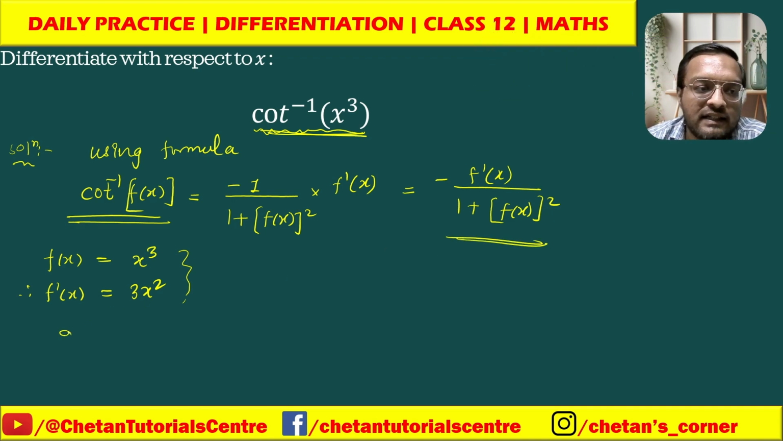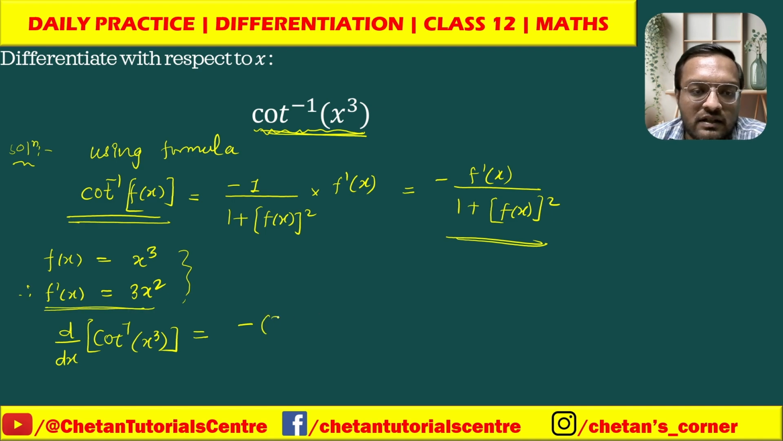So what I will get? Derivative of cot inverse of x cube is equal to minus. Now instead of f dash of x, I will put its value, that is 3x square. So 3x square divided by 1 plus f of x bracket square. So f of x is x cube and its bracket square.